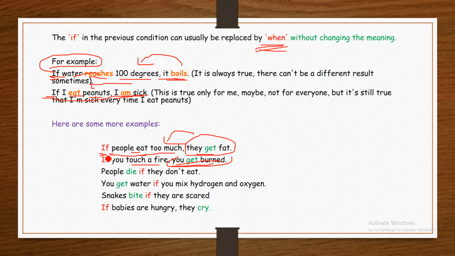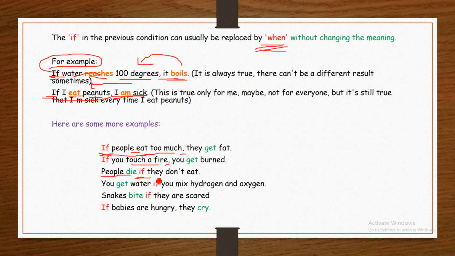The if clause can come at the beginning of a sentence or in the middle. When it comes at the beginning, you need to use a comma before the second clause. But when if comes in the middle, you don't have to use a comma.